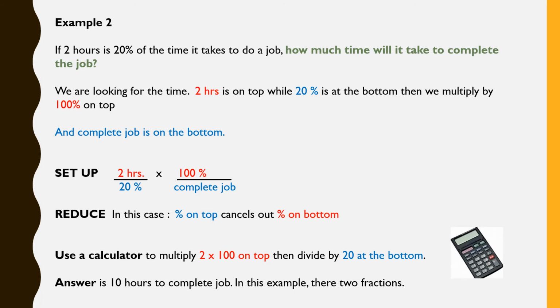Then we pull out our calculator and multiply. We multiply 2 times 100 on top, then divide by 20. And our answer will be 10 hours to complete the job. There were two fractions here. That's why we have two sets of top and bottoms.